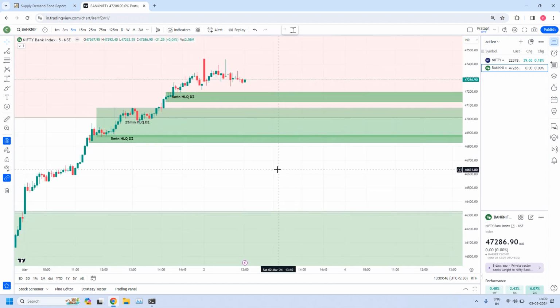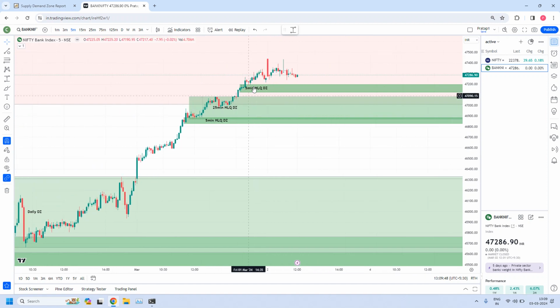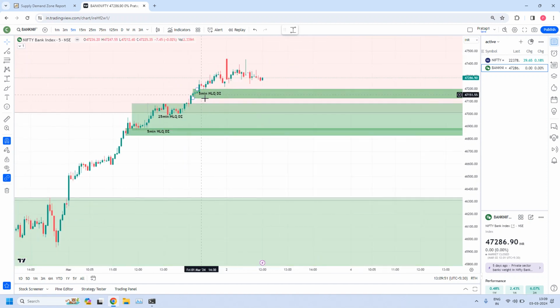Probably Monday you may see some support from this high liquidity. If supply is very strong, maybe you may see some support from this area, this 5-minute zone area. For this entire 25 minutes high liquidity demand zone, this is the main reason where the order flow started. Actually, it is supplying the demand from this area.